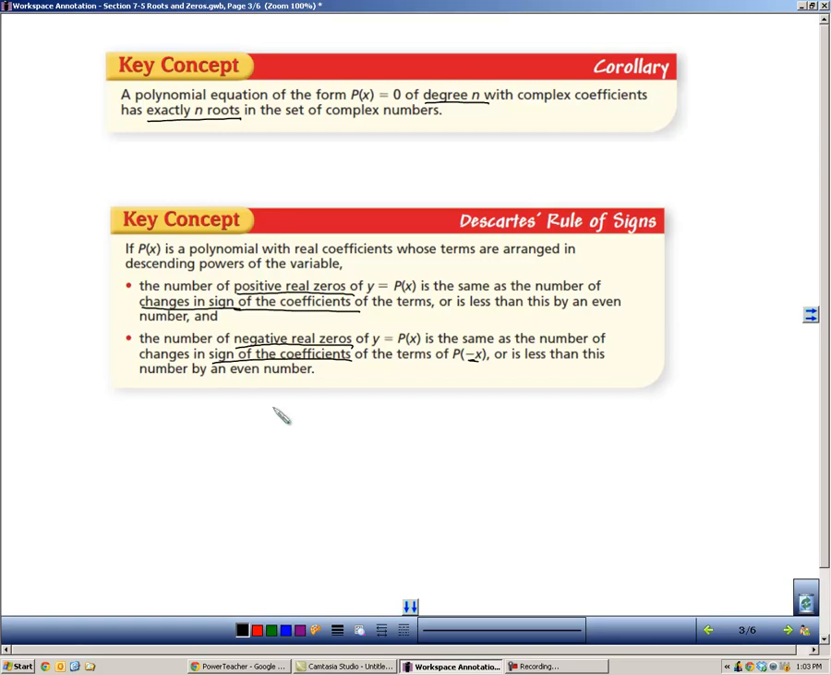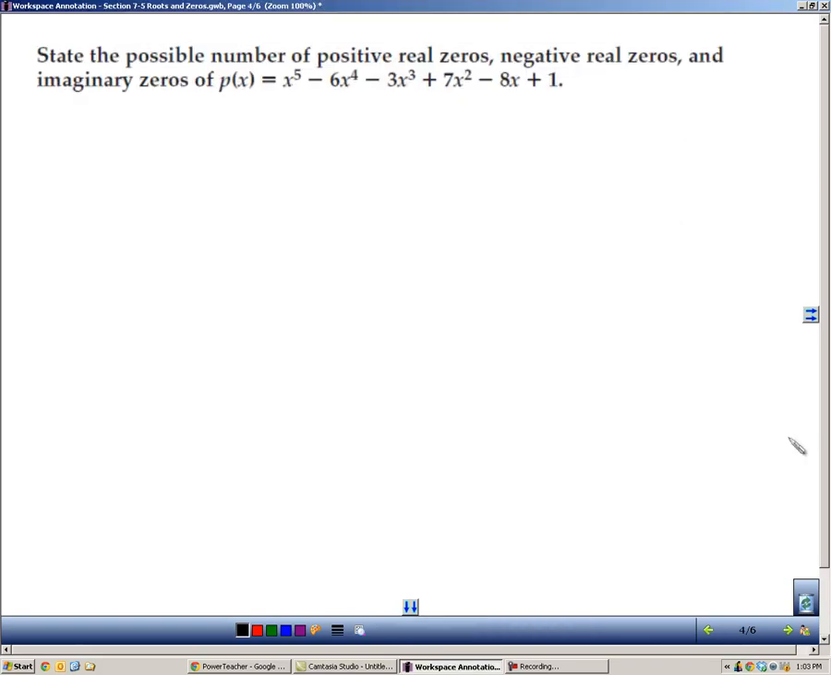That's a very difficult concept to understand unless you see it worked out as an example. So we're going to do that right here. We're going to try to find out the possible number of positive real zeros and negative real zeros in this polynomial function. So we're going to start by writing out p of x with a positive x, and we're going to count up every time the signs of the coefficient change.